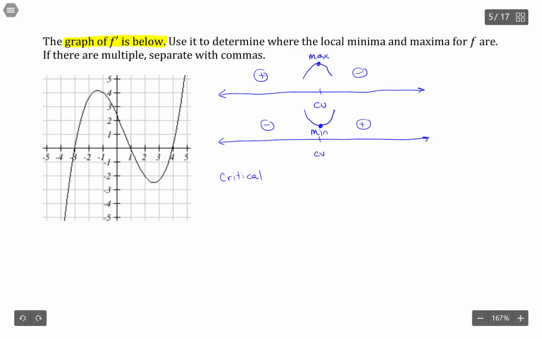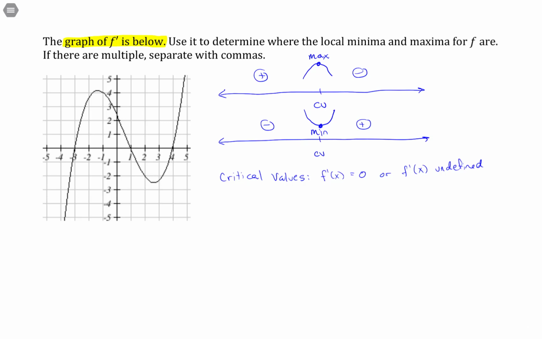All right, so critical values. These are going to occur whenever the first derivative is 0 or the first derivative is undefined. Now, since I have a continuous curve here, I don't think that I have any places where the first derivative is undefined, so I don't need to worry about that situation. But I have a few places where I have the first derivative being 0. So that is at this point here, and this point here. So critical values, I have -3, 1, and 4.